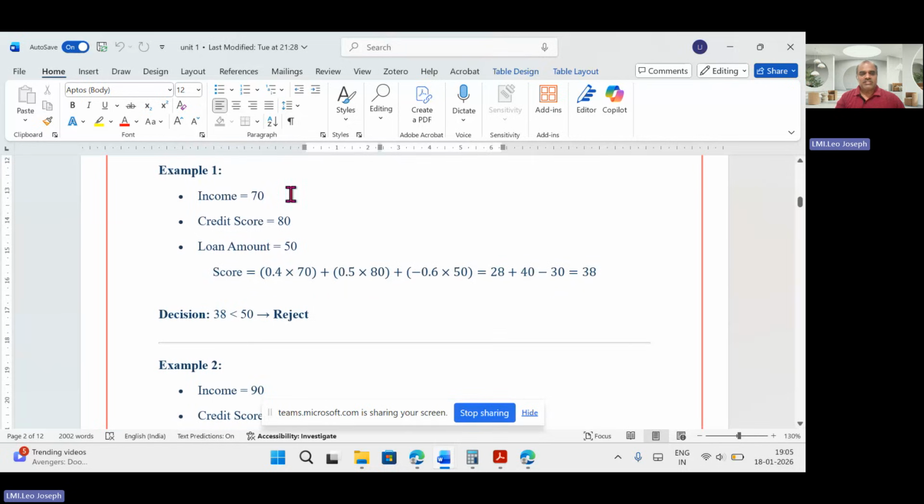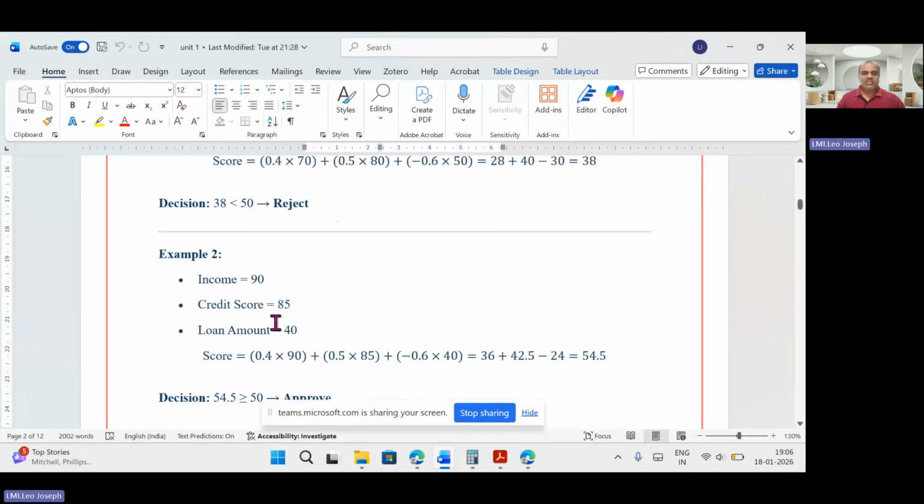So here you can see I am maintaining 70, 80, 50. So what happened? 4.4 is the weight given for the income. 0.5 is the high preference. Minus 0.6 is the loan amount, least preference. So if I do all these things, I am getting the answer 38. But 38 is lesser than the threshold the bank is maintaining. So automatically the loan will get rejected.